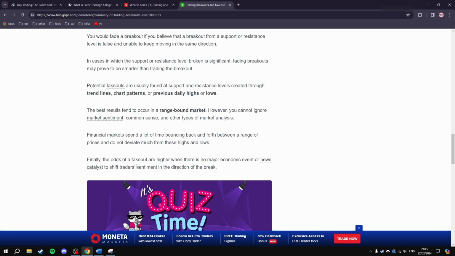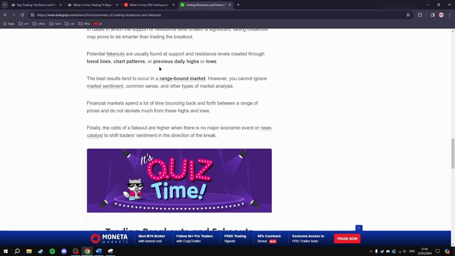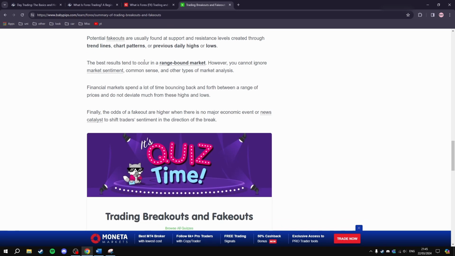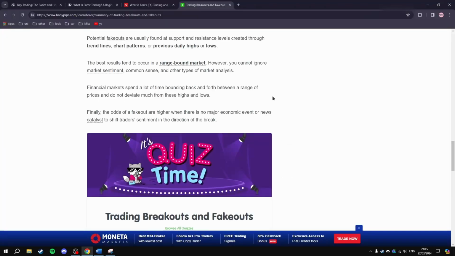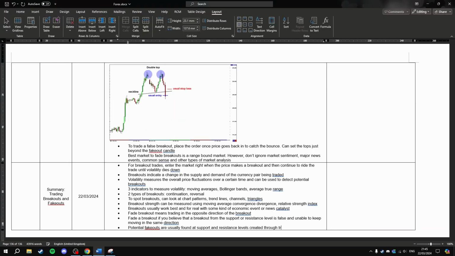In cases in which the support or resistance level broken is significant, fading breakouts may prove to be smarter than trading the breakout. Potential fakeouts are usually found at the support and resistance levels created through trend lines, chart patterns, or previous daily highs or lows.